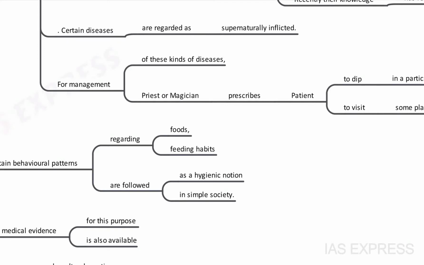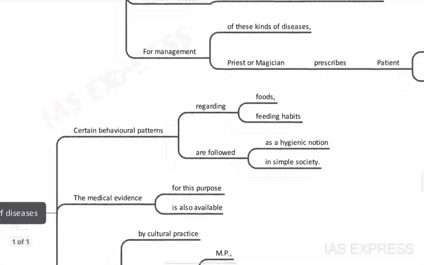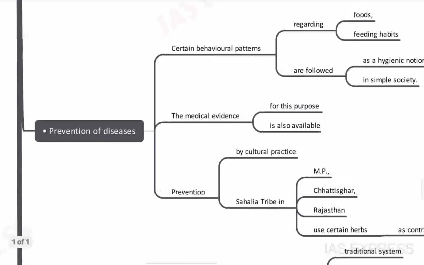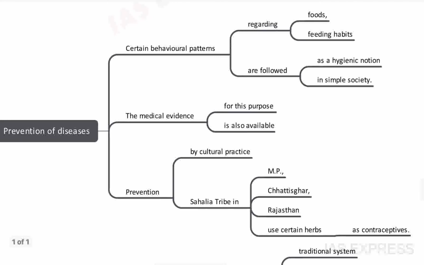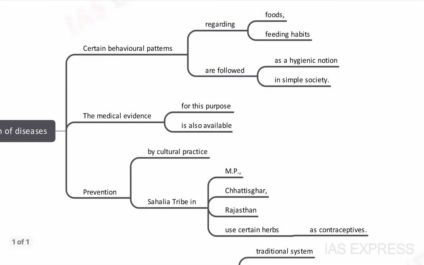Thereafter, we will go to the prevention of diseases. See, for the prevention of diseases, certain behavioral patterns regarding your food habits, or regarding food itself, are followed, and there is a certain hygienic notion in every society that can differ from one society to another, but overall there is some hygienic concern or hygienic notion in every society.